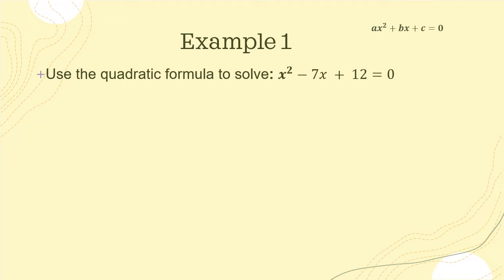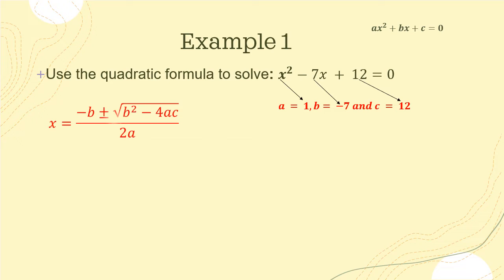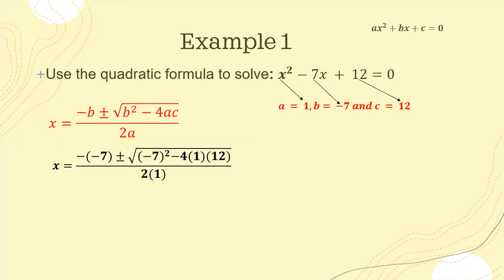First of all, I have to identify my a, my b, my c. So in this case, my a is 1, my b is negative 7, and my c is 12. Then we're gonna substitute these values in the formula. Now make sure you plug the values correctly, and if there is a negative, don't forget to use parentheses to avoid any error.